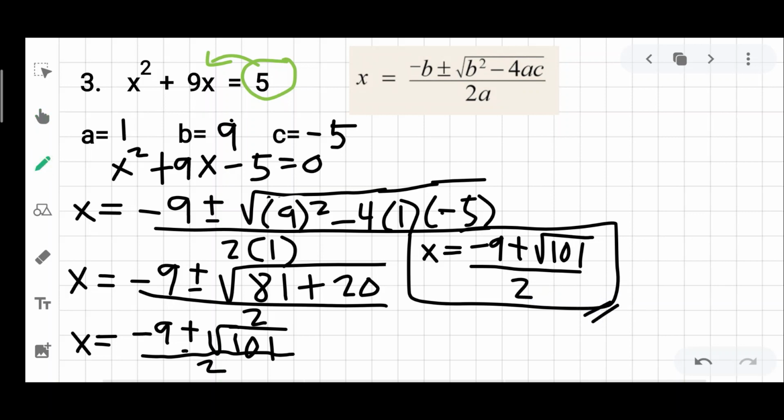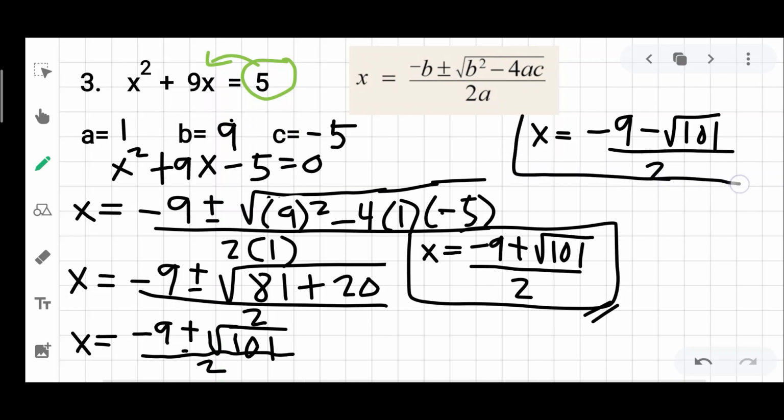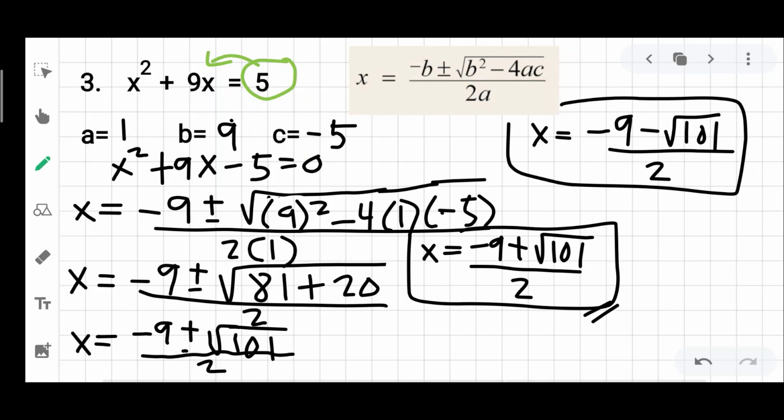So, how about the second solution? We have x equals negative 9. Kanina, ginamit natin yung positive, di ba? Yung minus naman yung gagamitin natin. So, minus, copy square root of 101 over 2. And this is our second solution. Okay, so hindi natin pwedeng pagsamahin kasi may radical sign.